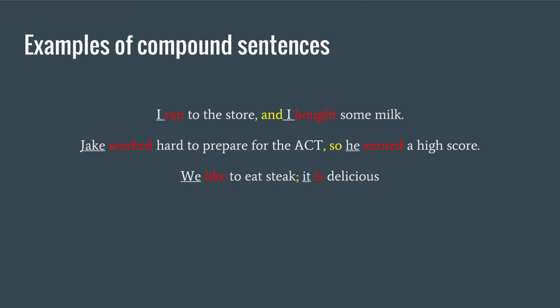Second example, Jake worked hard to prepare for the ACT, so he earned a high score. Again, you see a FANBOYS conjunction with a comma combining two independent clauses. Finally, we like to eat steak; it is delicious. Here I've left out the FANBOYS conjunction and I've used a semicolon instead of the comma and FANBOYS conjunction. Easy.